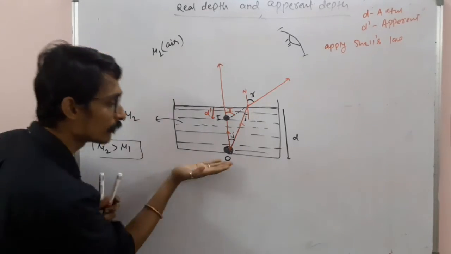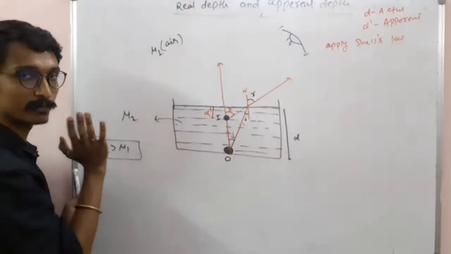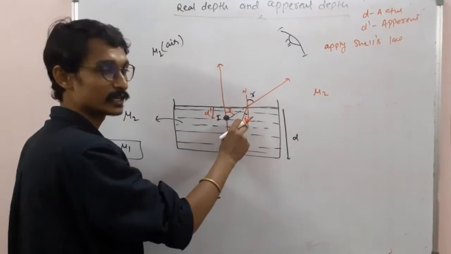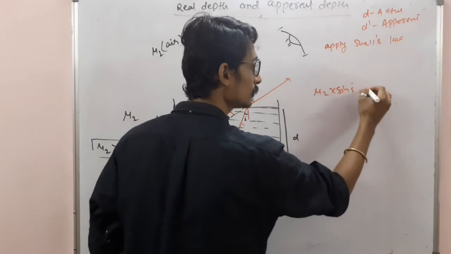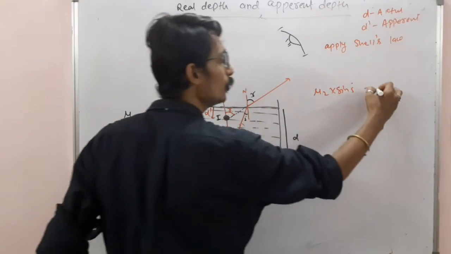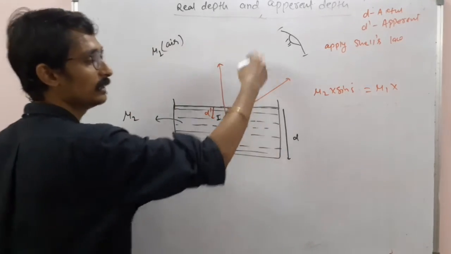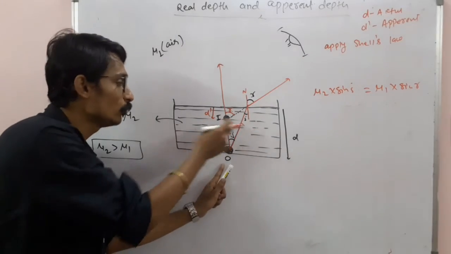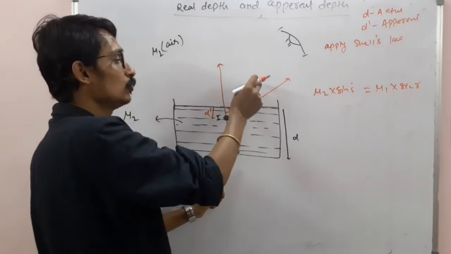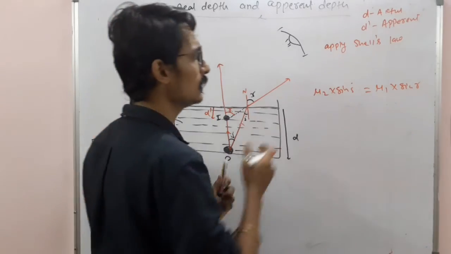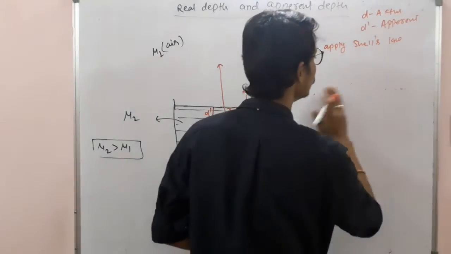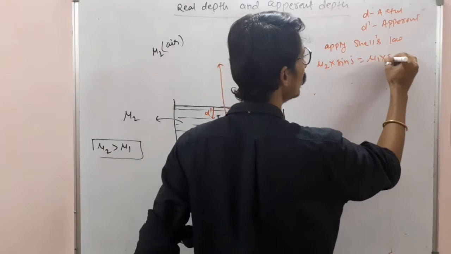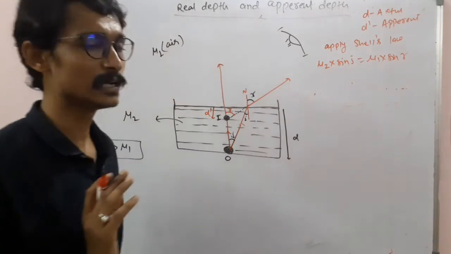See, mu2 is from where the ray is coming. Take that as mu2 always. Obviously this is the incident angle. So mu2 into sin i is equal to mu1, where the ray is going, into sin r, the angle in that medium. That is how we use Snell's law here. No confusion? So I am writing it above here: mu2 sin i is equal to mu1 sin r. We got it by applying Snell's law.